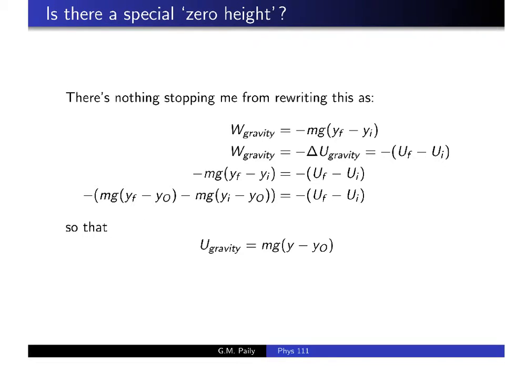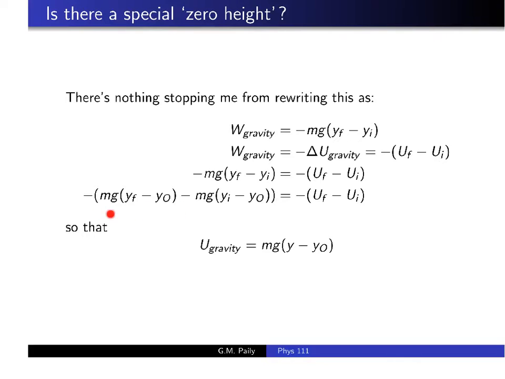Well, let's go through the same steps, but now, once I reach this step, going to the next step, let me make one slight change. I am going to stick in, instead of just having y final, I'll have y final minus y naught, and instead of y initial, I have y initial minus y naught.